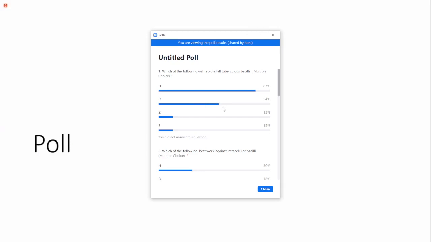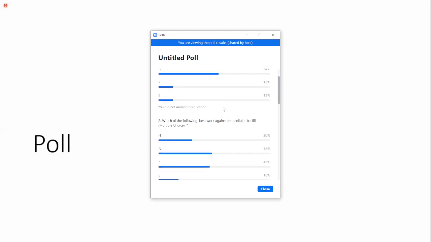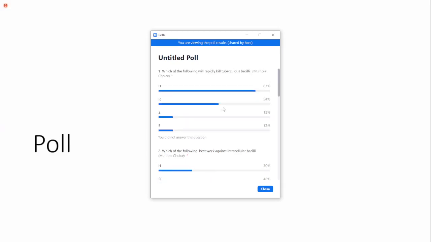Yes, sir. Right, so you can see now which of the following will rapidly kill the tuberculosis bacilli. Mainly that is the first 2 medicines, the isoniazid and the rifampicin. They are the rapid killers, so they will kill. Most of you got it correct, so that is good. Ethambutol, of course, is not. Pyrazinamide is mainly for intracellular, so semi-dormant ones.